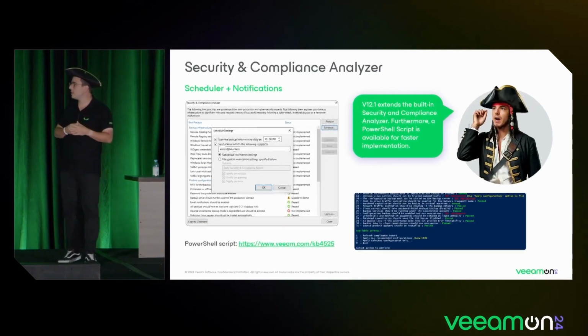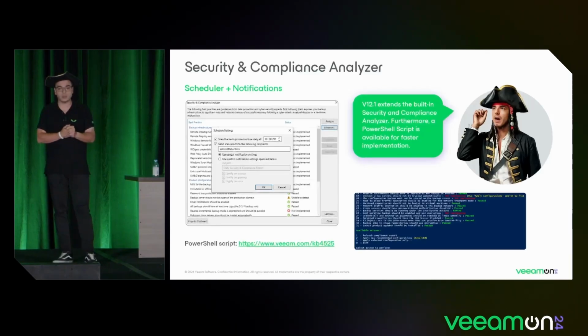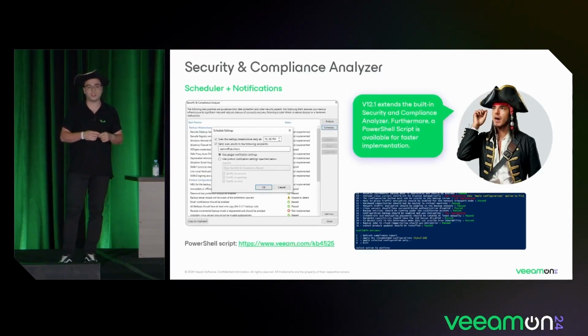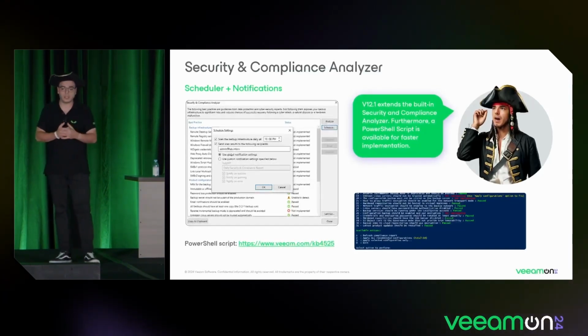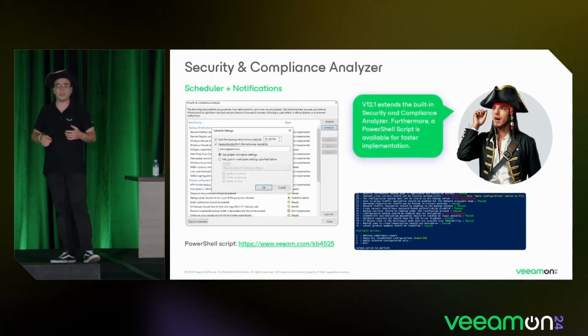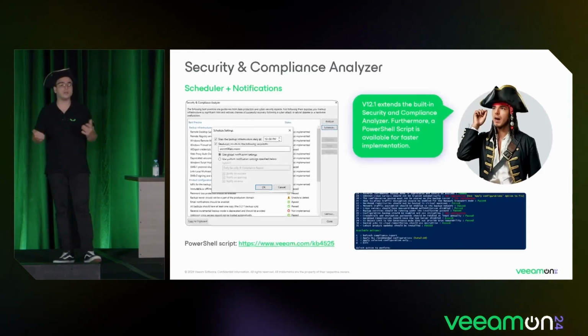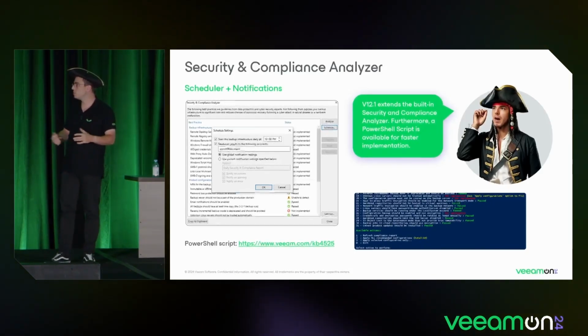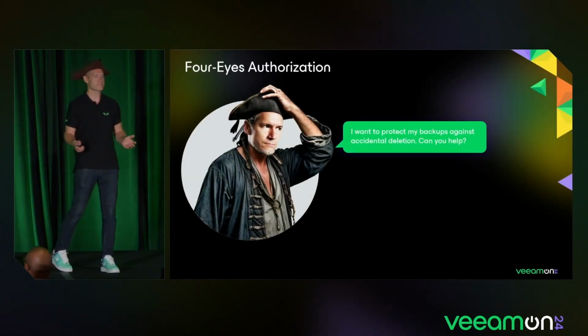Another option we have added to the security and compliance analyzer is the option to now run it according to a schedule. Before, you had to run it manually if you had changed something in your infrastructure. Now you can set up the security and compliance analyzer to run on a schedule. Also, it will send out an email notification if there was a change, if a best practice is not met anymore, so that you become aware that you need to check something on your backup server at least.